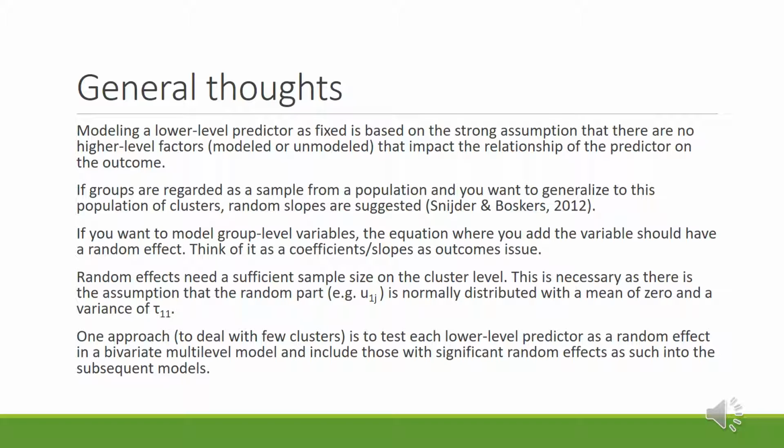So let's say you have a smaller number of clusters and you still think that you should have random effects instead of fixed ones. One approach would be to test each lower level predictor as a random effect on its own and check significance, and then add only those into subsequent models. I think I mentioned that I've worked with Hannah Cooper, and I have also seen her with small numbers of clusters, really just modeling one at a time and reporting individual models, because the models just can't handle more than one random slope at a time.